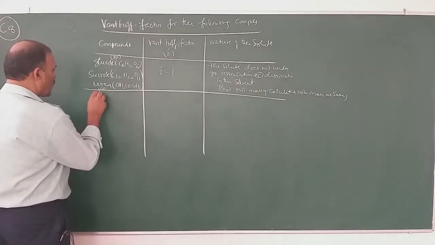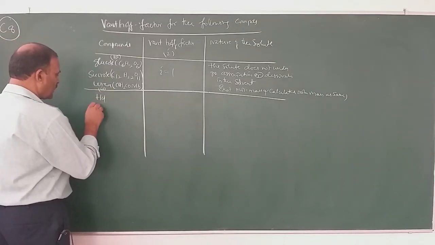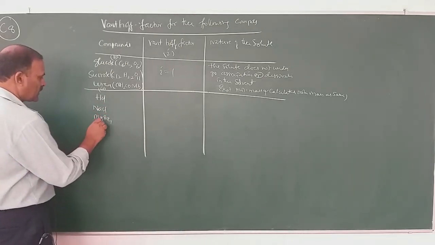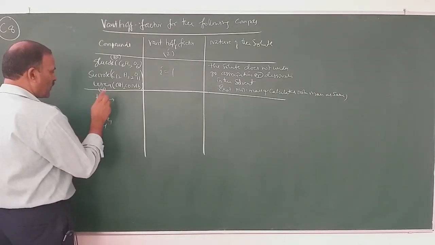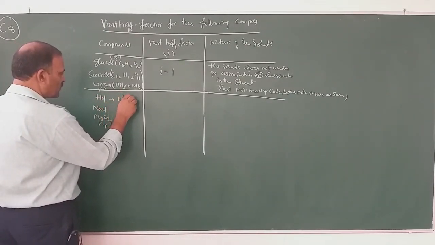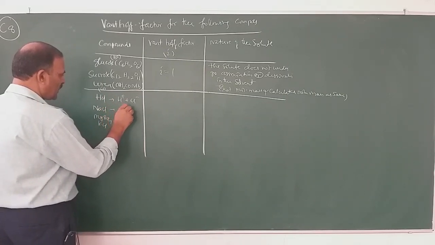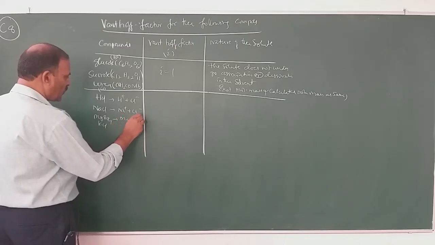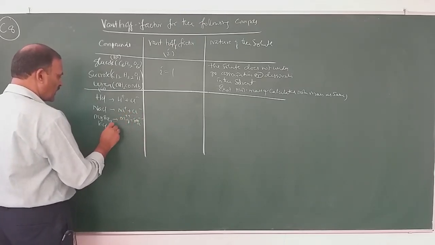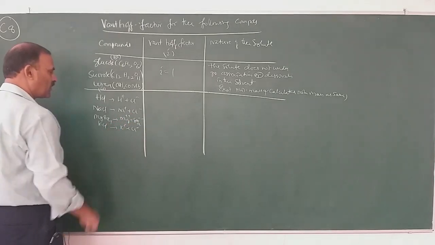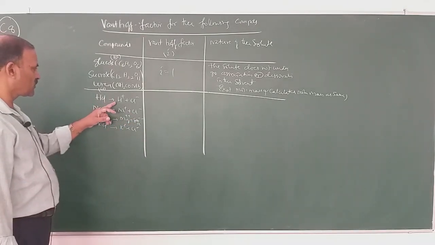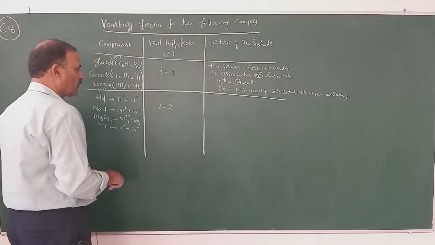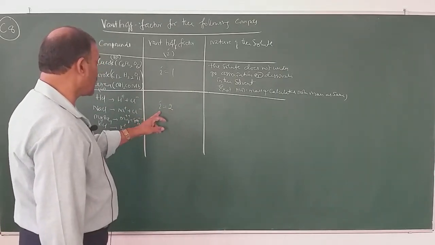And then for compounds like HCl, NaCl, MgSO4, KCl, etc. What happens? One molecule of HCl dissociates to give H plus, Cl minus. This gives Na plus, Cl minus. This gives Mg 2 plus, SO4 2 minus. KCl gives K plus, Cl minus. So one molecule dissociates to give 2 ions. So Van 't Hoff factor i is equal to 2. So that means i is greater than 1.